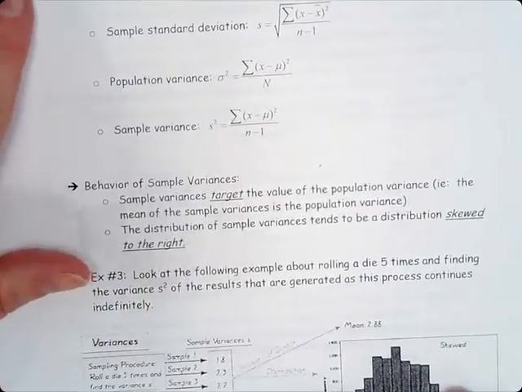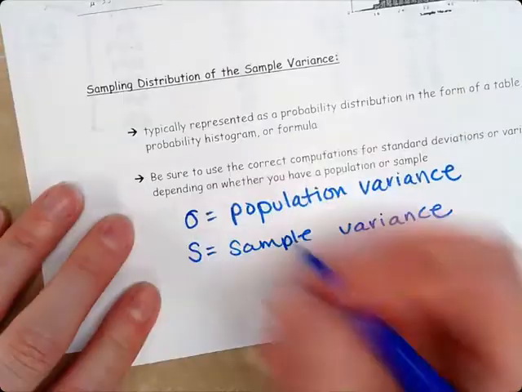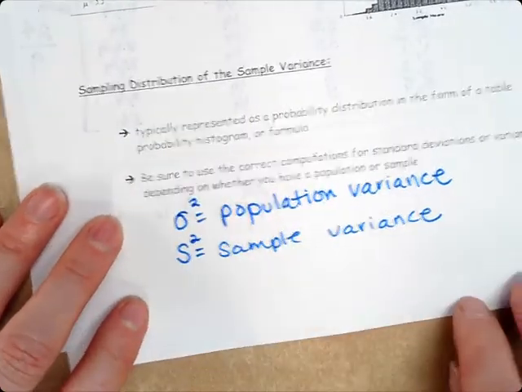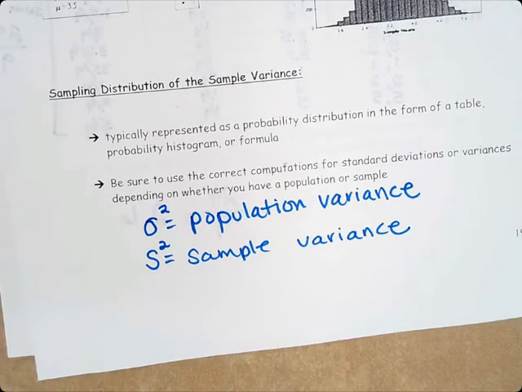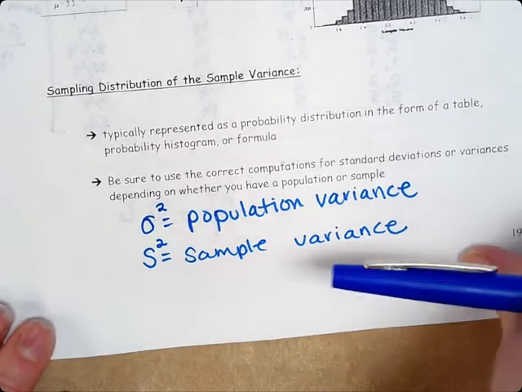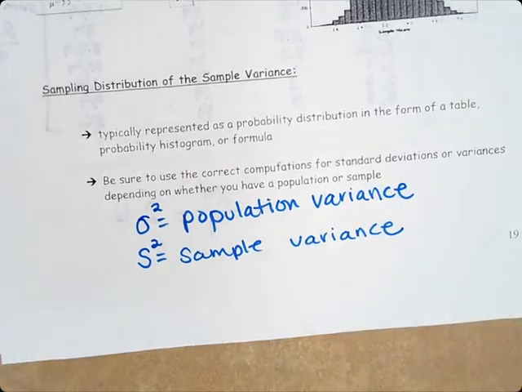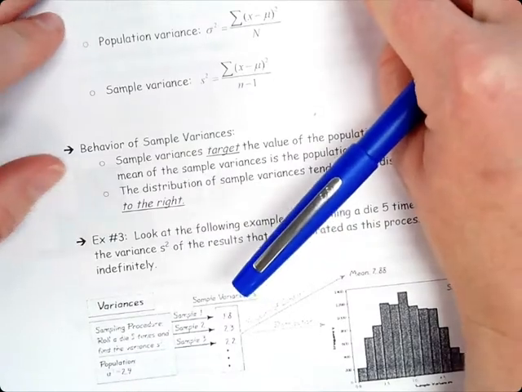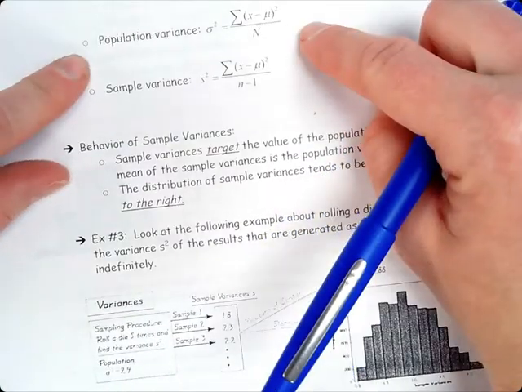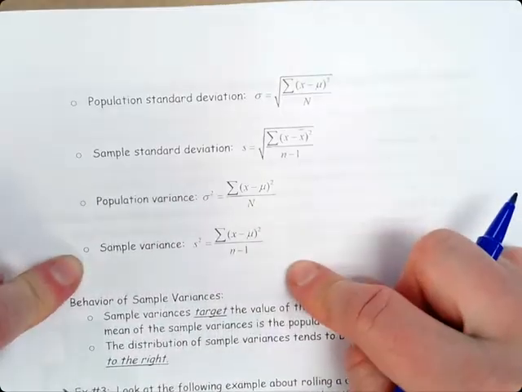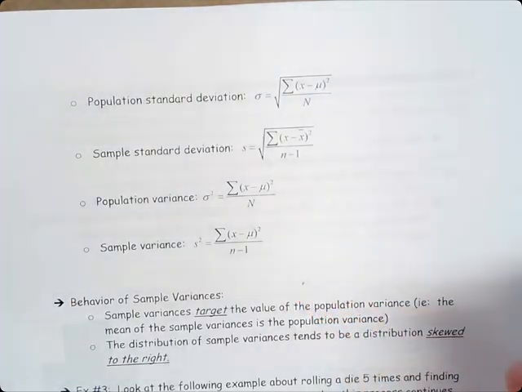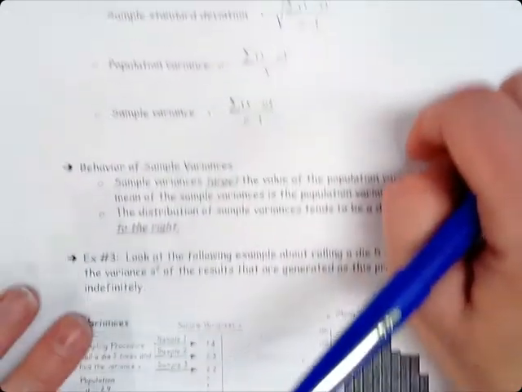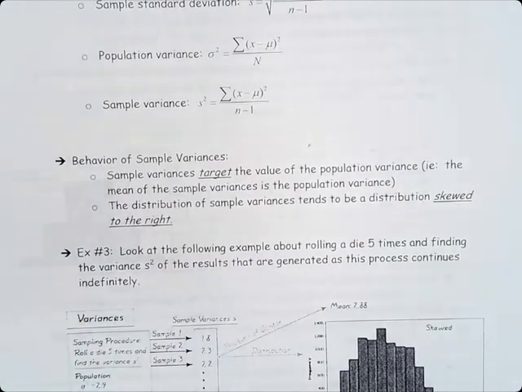Okay, so no, that's standard deviation, so it's squared. Forgot the little squares on there. So we have these formulas: population standard deviation, sample. Population variance, sample. The behavior of them is that they target. So whatever you get in your population variance should target the sample variance.